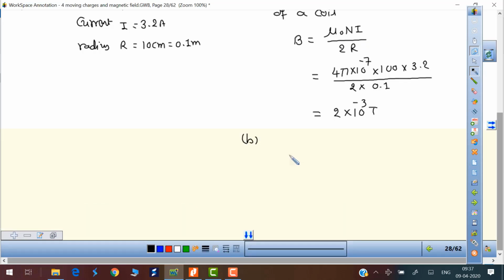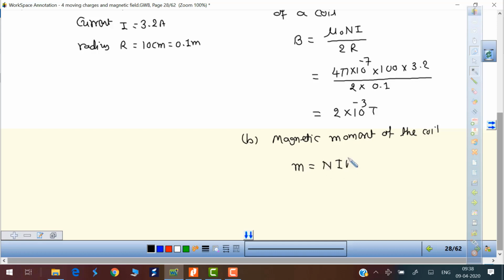Okay. Second one means magnetic moment. So magnetic moment of the coil, M is equal to NIA. So this is our formula. N is given, I is given, but area is not given. So I write the formula of area, pi r square.